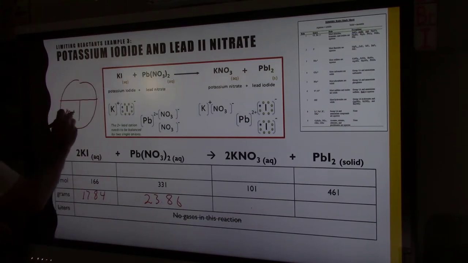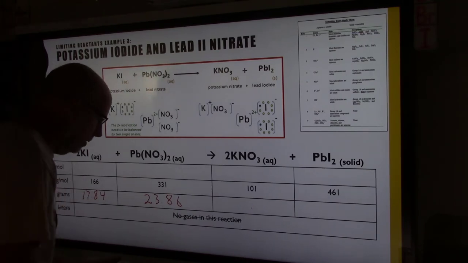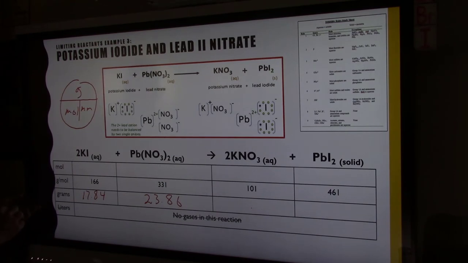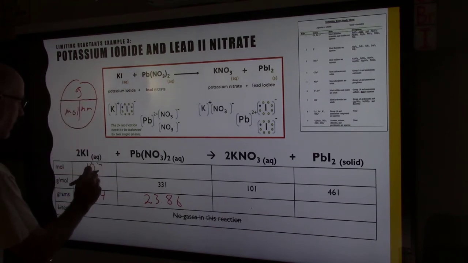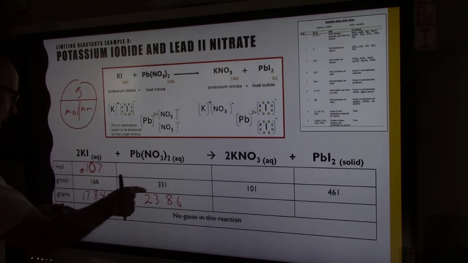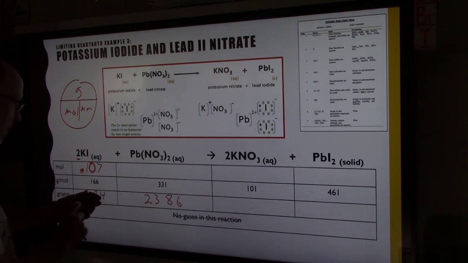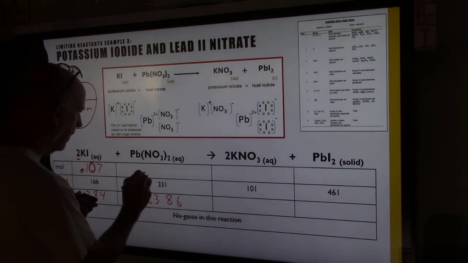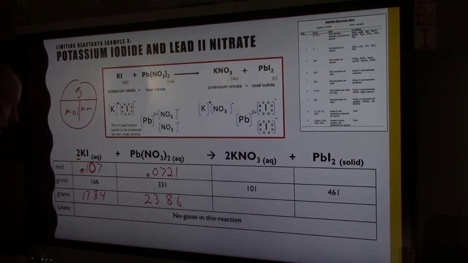Which one? Moles, grams, molar mass. I want to calculate the moles, grams divided by molar mass. So, grams is 17.84, follow along. Divided by 166, so 3 there. We end up with 0.107 moles of potassium iodide, and 23.86 grams of lead 2 nitrate divided by 331 grams per mole. That's from the periodic table. Also, make sure you do not use the coefficient. That's the number in front. Don't use that when you calculate molar mass. Anyway, divide those, I get 0.0721 moles of lead 2 nitrate.